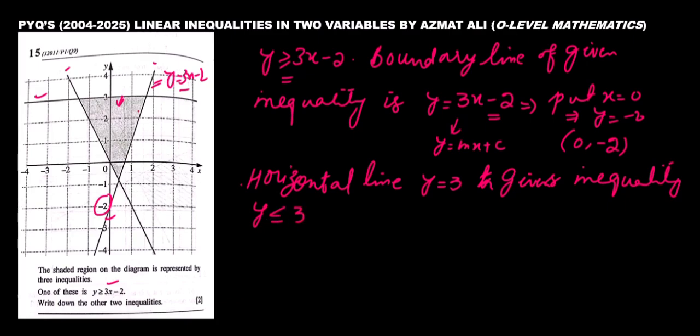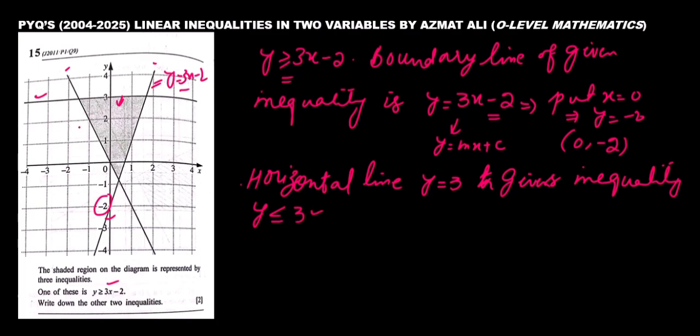Further, you have to notice whether these lines are dotted or solid. The lines are solid here, so we will take both the less than and equal sign. If your lines are dotted, then you will take only the less than sign. So the first inequality is y is less than or equal to 3.